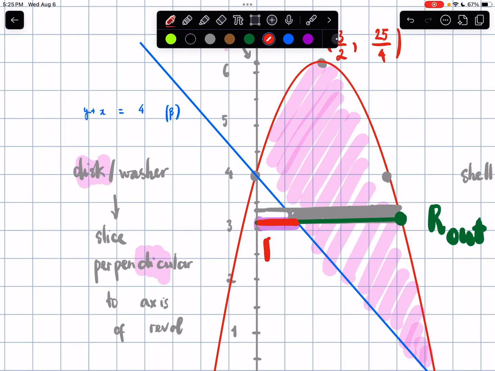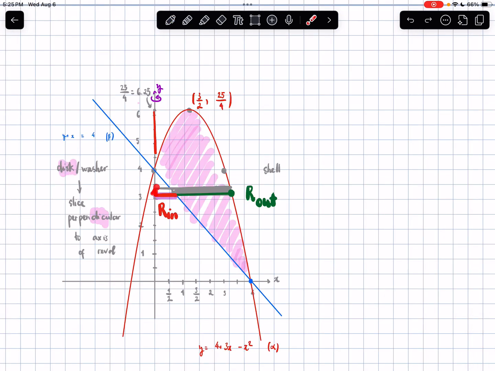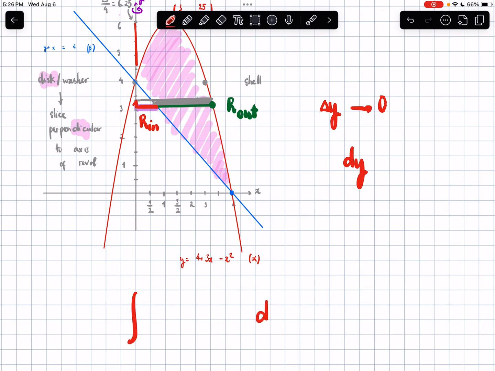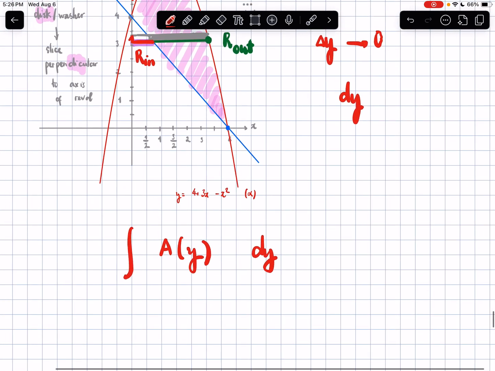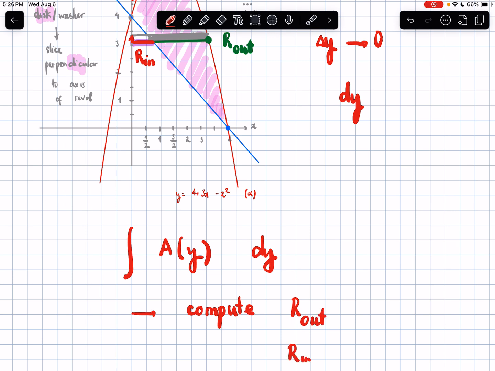R in. So the width of this piece is delta y. When delta y tends to 0, we get dy. So we are computing the integral in terms of dy. And this is the area of the cross-section. This means that we need to compute the outer radius and inner radius in terms of y. Compute R out and R in terms of y.